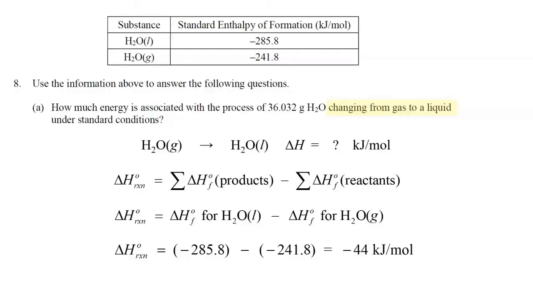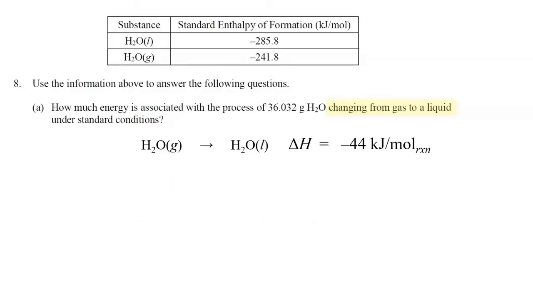So negative 285.8 minus negative 241.8 works out to be negative 44, and that's kilojoules per mole. So what does this number, negative 44 kilojoules per mole, represent? Well, for this particular process as written, changing from 1 mole of water vapor into 1 mole of liquid water, that's condensation, an exothermic process. So that's why the delta H is negative.